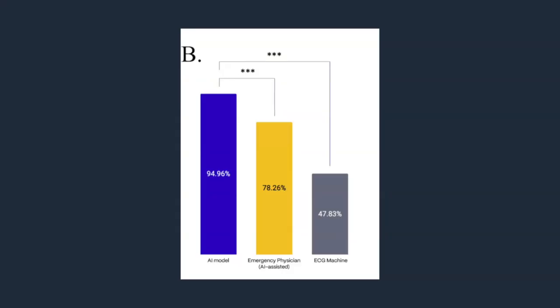Compared to the ECG model, it was statistically significant with a sensitivity of 47 for the EKG machine. They didn't really explain this emergency physician statistical difference, besides just inferring that maybe they weren't using the AI model, and that's why there was a difference between the AI-assisted emergency physicians and just the AI model itself. But what it found is that in 15 cases that the EKG misclassified as false negatives, it was properly classified as positive by the AI model.